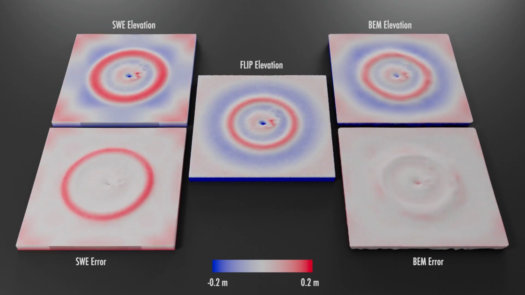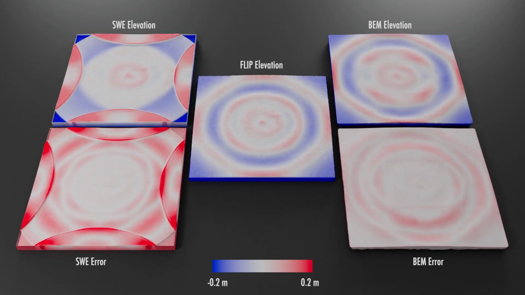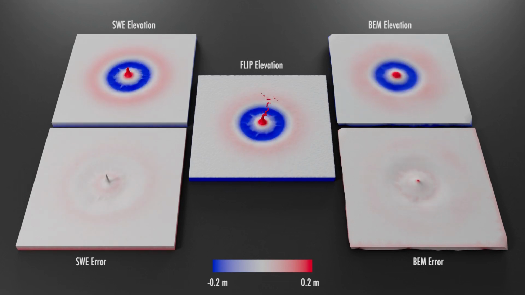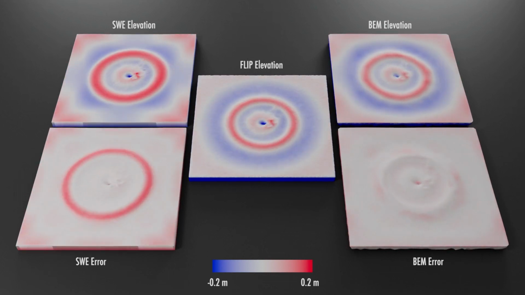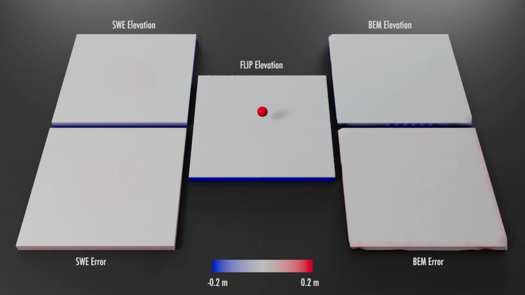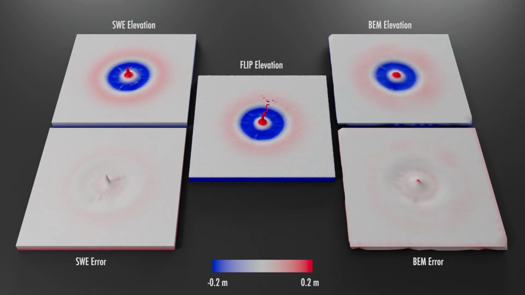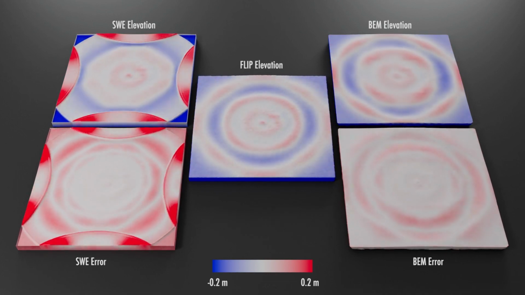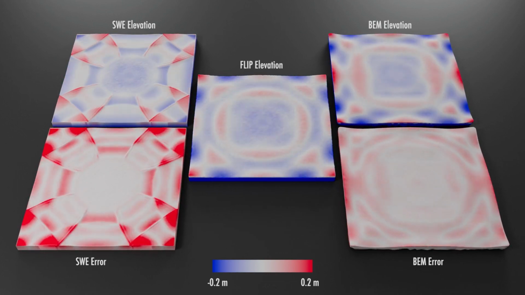We use the reference FLIP simulation in a shallow tank to drive both the shallow water equation solver and the BEM at the center. The blue and red color in the top row indicate the maximum surface elevation of 0.2 meters, while the red color in the bottom row indicates distances to the closest point on the reference FLIP mesh.